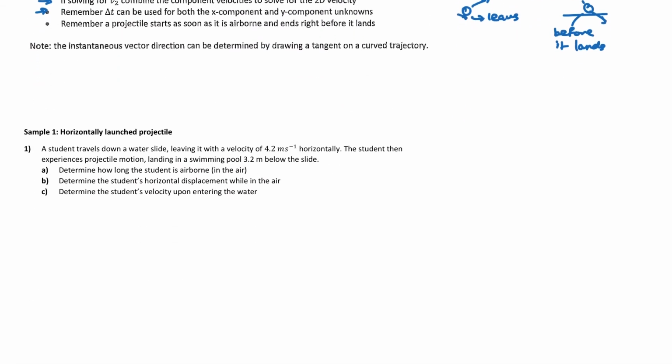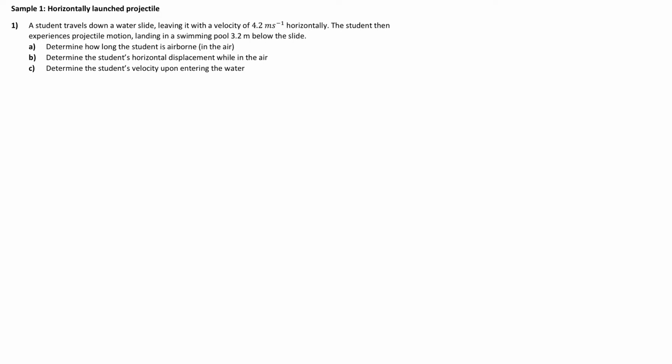Let's look at a couple of examples here. In example 1, we got a student who travels down a water slide, leaving it with velocity of 4.2 meters per second horizontally. I'm going to highlight that. The keywords here, very important. And the student then experiences a projectile motion landing in swimming pool 3.2 meters below the slide. We have to determine a few things: determine how long the student is airborne, determine the student's horizontal displacement while in the air, and determine the student's velocity upon entering the water.